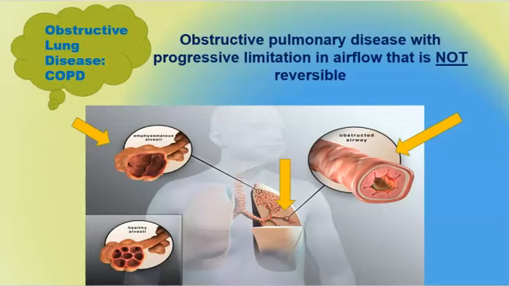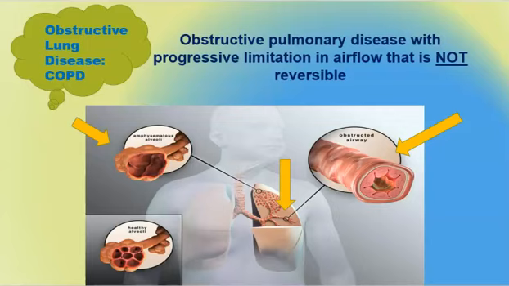So let's look at this a little bit further. Obstructive pulmonary disease comes with progressive limitation in airflow that is not reversible. I cannot repeat this enough. Once it starts this progression, there's nothing that we can do to reverse it.